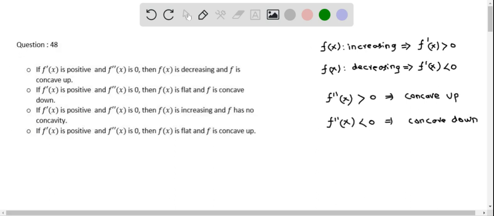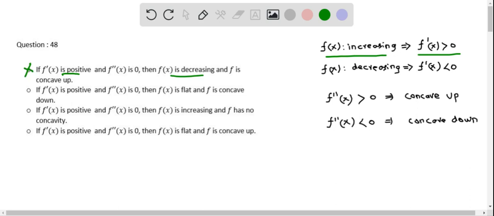Now let's answer question 48. So let's look at each of the options. Here it is given that the first derivative is positive and f of x is decreasing. However, according to our general information regarding the increasing and decreasing function, when the first derivative is positive, the function should be increasing. So it is contradicting each other. So we can ignore this option.